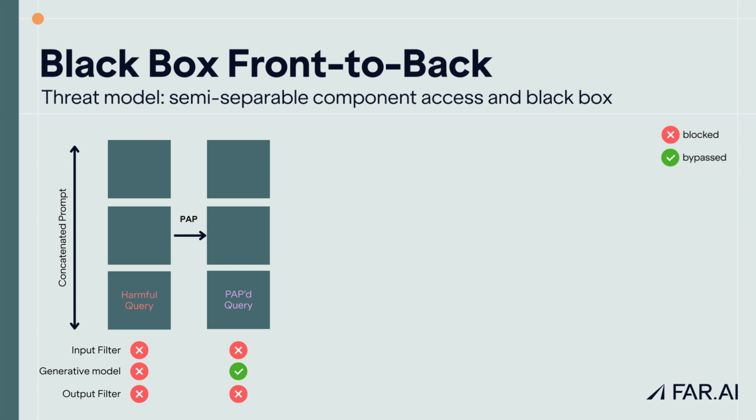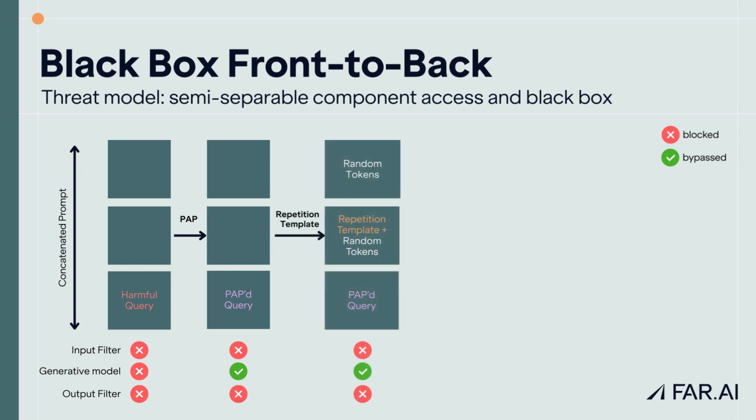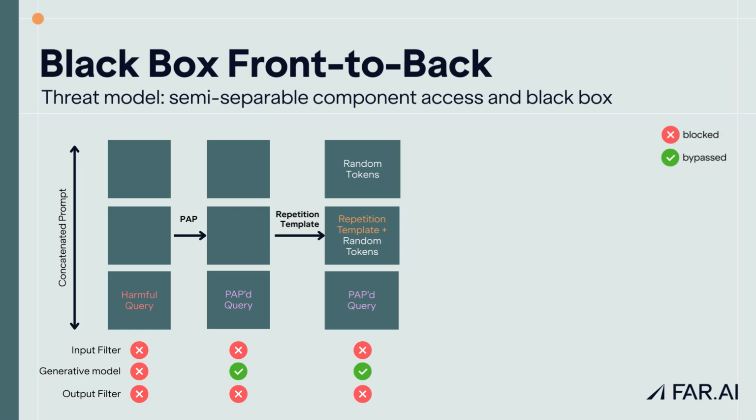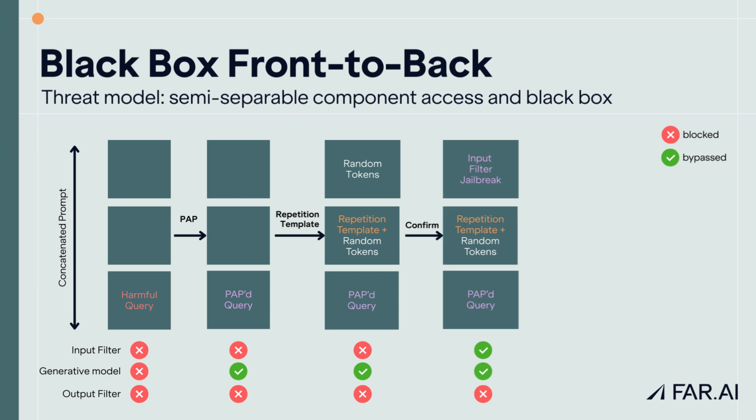So we need to find a way to jailbreak these two pesky filters. To prepare to do that, we're going to add two sequences of random tokens, one at the start, one at the end, and there's going to be a repetition template instructing the model to just repeat verbatim this second sequence of random tokens. Now, of course, just adding random tokens doesn't really break anything. The input filter and output filter are still going to reject this query. But what we can now do is apply the Confirm adaptive attack.